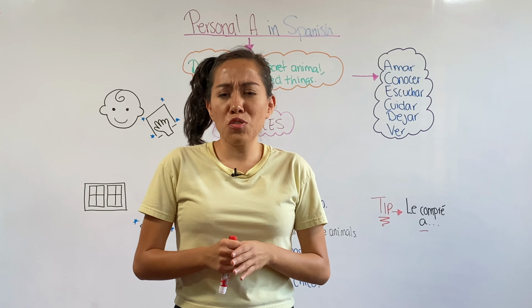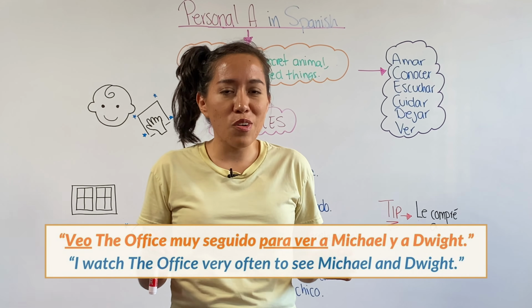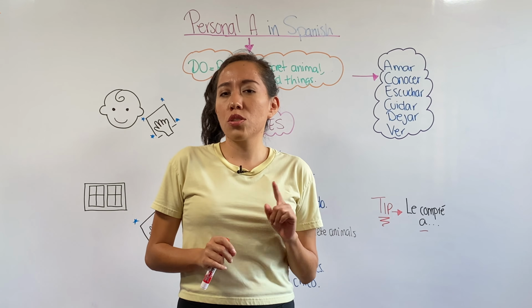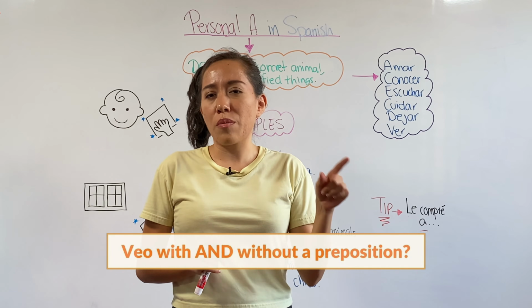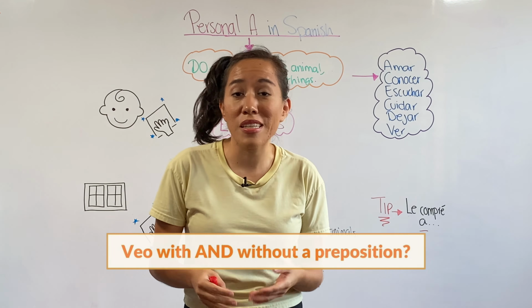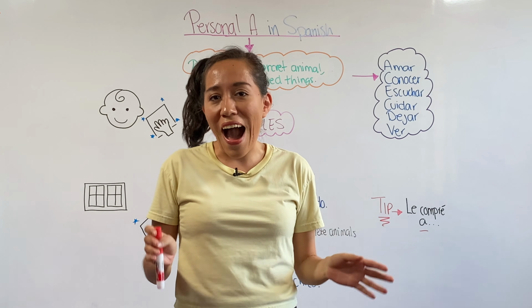You know, I'm a huge fan of The Office. In fact, veo The Office muy seguido para ver a Michael y a Dwight. Hold on, did you just use ver with a preposition and without a preposition? My bad, I'm sorry. Let me introduce you to my friend personal a.